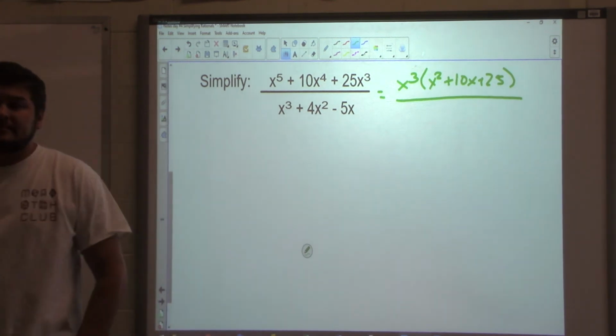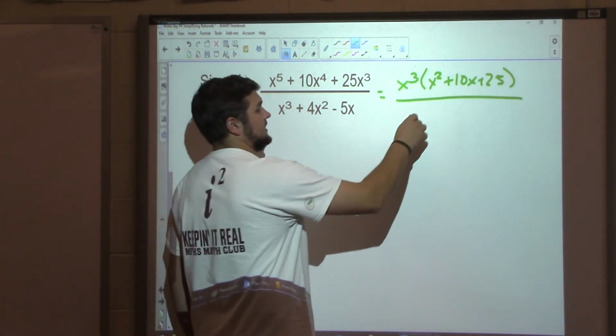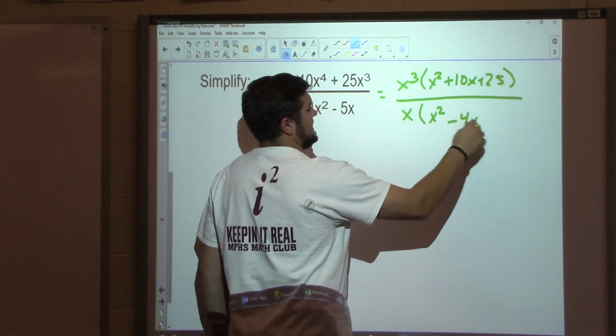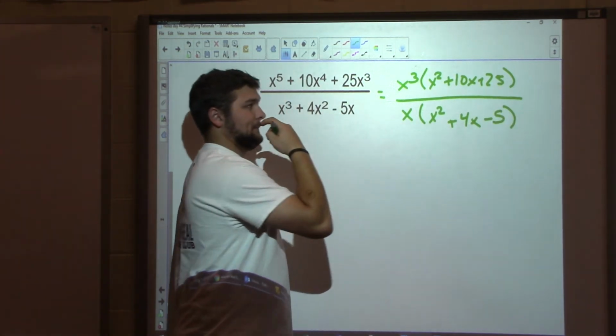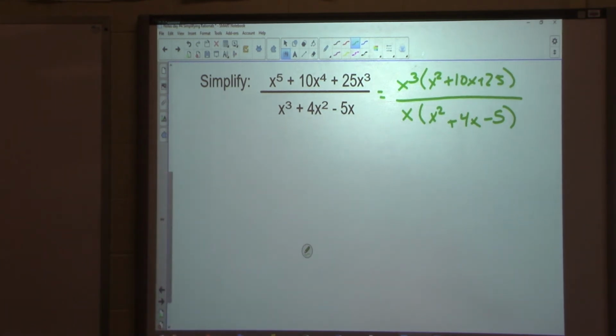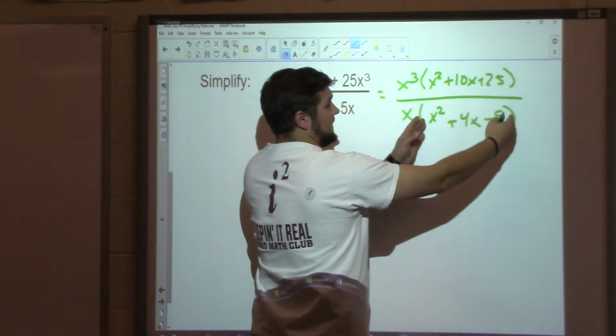What can I do to the bottom? Take out x. Factor out GCF again. X times x squared plus 4x minus 5. Alright. Can I keep factoring them? Yeah, I can factor both parts that are in parentheses.